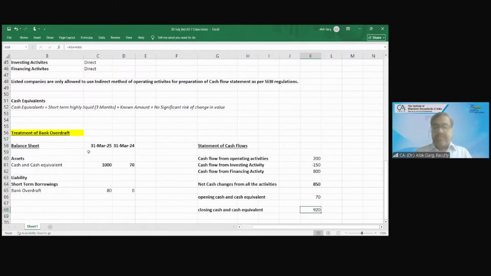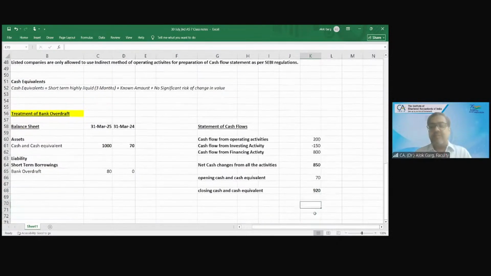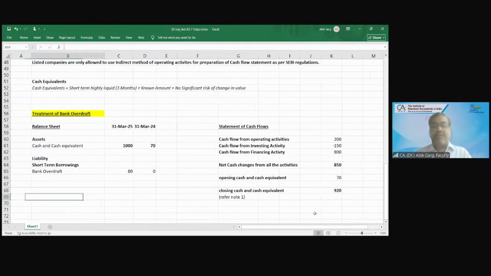Normally, your closing cash and cash equivalent should tally with your balance sheet. Is it tallying with your balance sheet? No, sir. Why? Because your closing cash and cash equivalent in the balance sheet is 1,000, but in your statement of cash flows it is 920. Then you need to refer to note 1. You need to prepare a disclosure, a reconciliation.